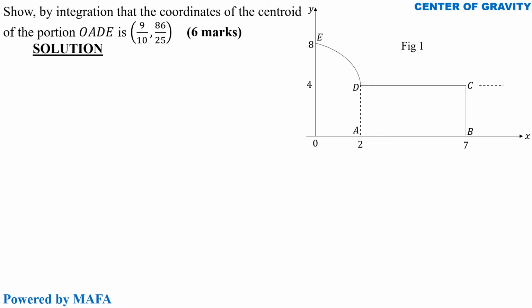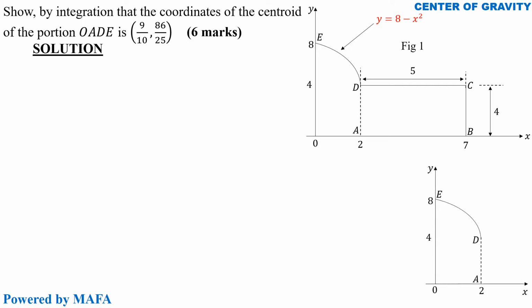Now we're given some information. The side BC was 4 centimeters and the side DC was 5 centimeters. Now we're being told that the portion, which has been represented with an arrow, is 8 minus x squared. So that's a portion that we are supposed to find the coordinates of the centroid, the portion OADE.